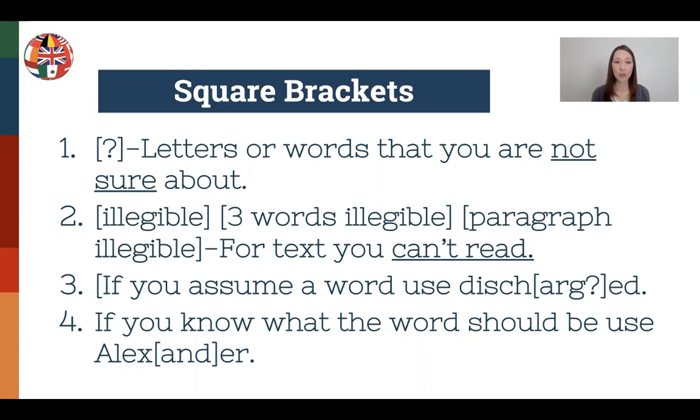Then you can put a question mark in square brackets. If you look down on number 3, if you do kind of feel like these are the letters that are missing, but you're not sure, you could put the letters and a question mark. If it's just really illegible and you can't read it, then you can put illegible in square brackets, or tell us how many words are illegible, or the whole paragraph is illegible for things that you just can't read. And if you do know the letters that should be there, but it's too mangled for you to read, then you can put them in square brackets down there on number 4.